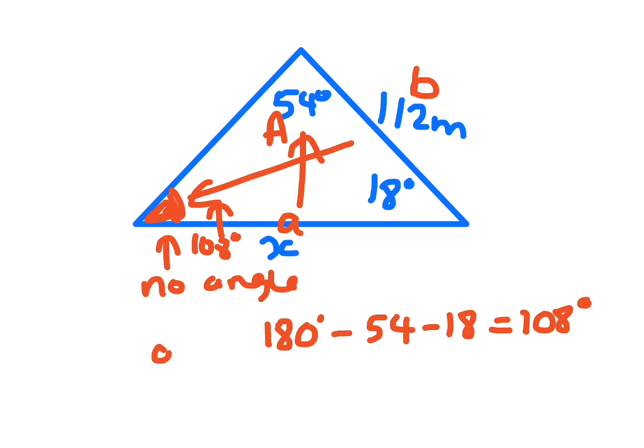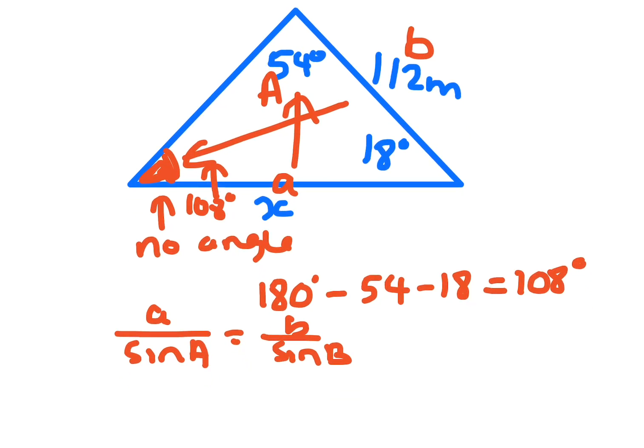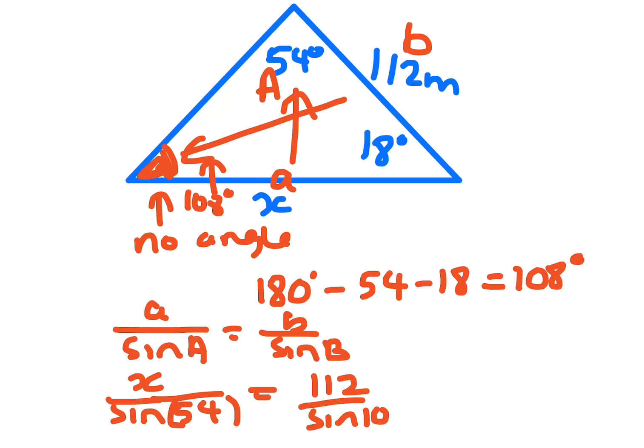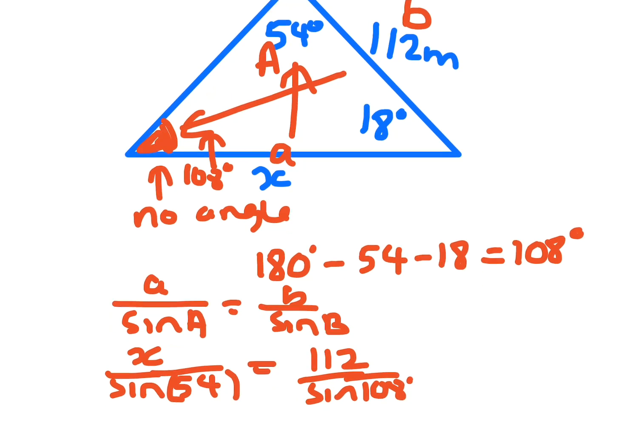Okay, so then putting it into the formula, a on sine A equals b on sine B. So little a is x on big A, which is 54. Make sure you put brackets around that or you could get an error. And then 112 on sine 108.